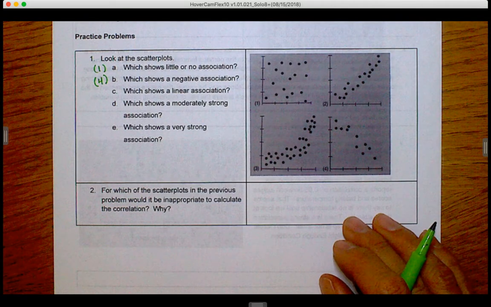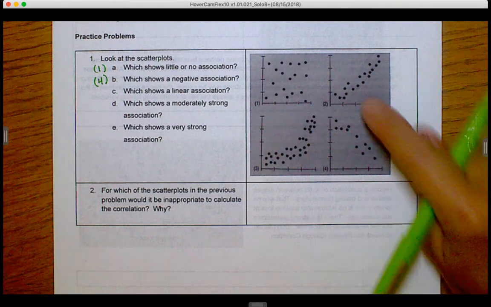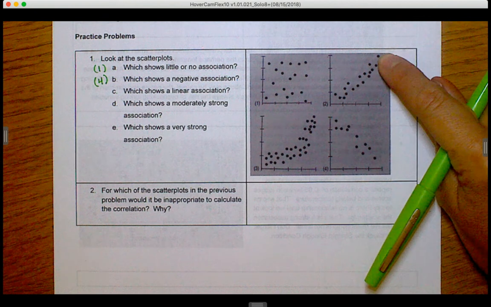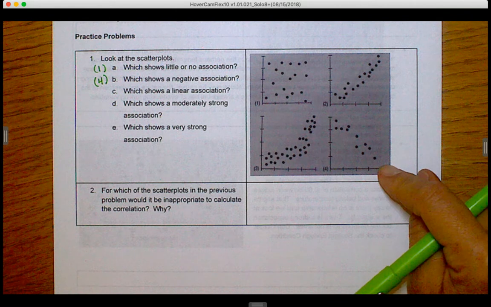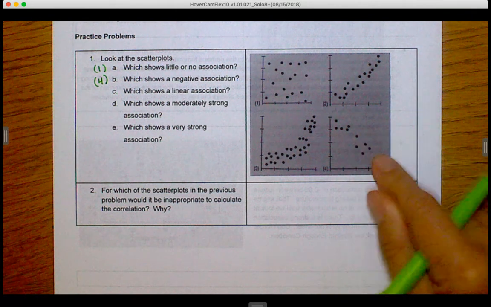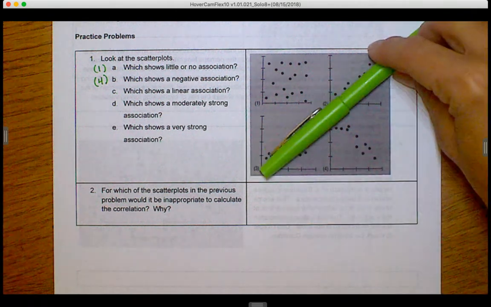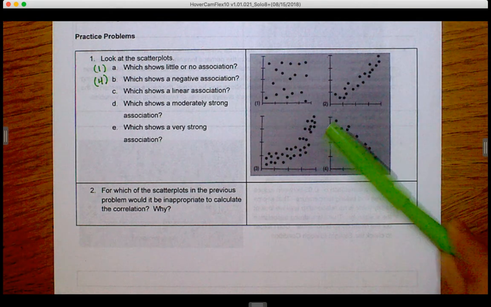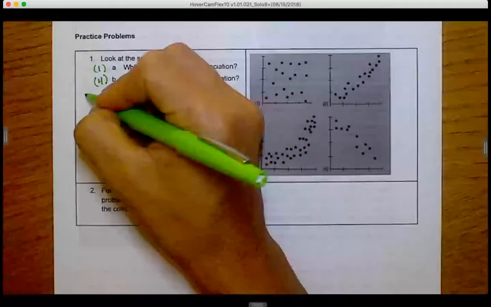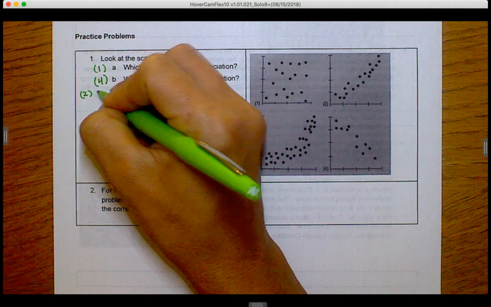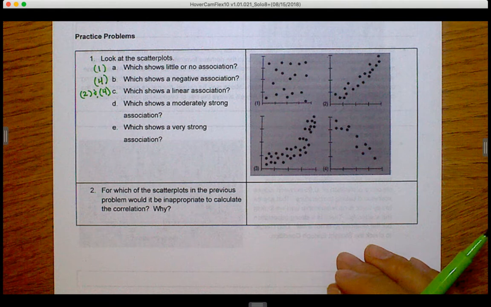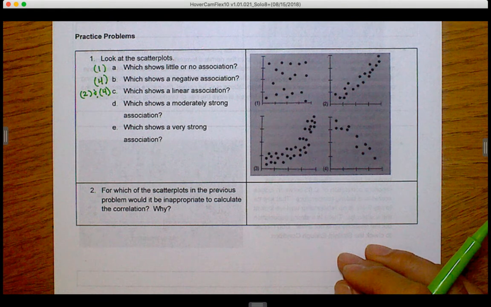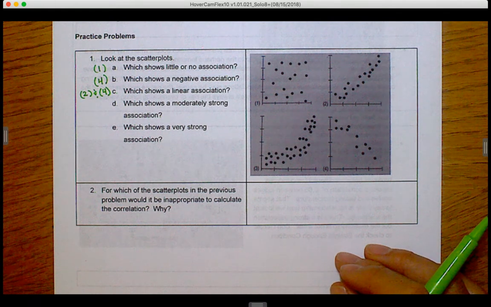Which shows a linear association? I would say this one here looks pretty straight. Also, this one here looks pretty straight. Remember, linear meaning straight. If we best fit it, we would best fit it with a straight line. So I would say 2 and 4 for part C.